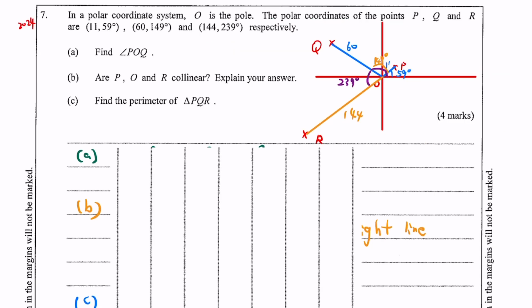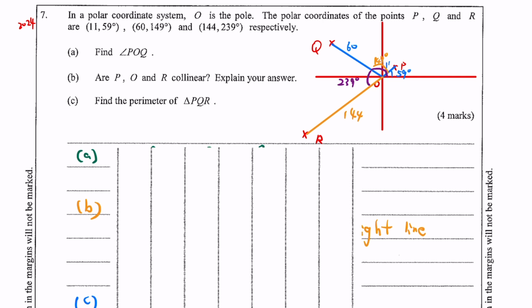So in 2024, you can see this year you have 3 points. And I think for 2025, if they still have the polar in part A, it will be harder. It should have 3 points, and maybe it will involve some triangle.